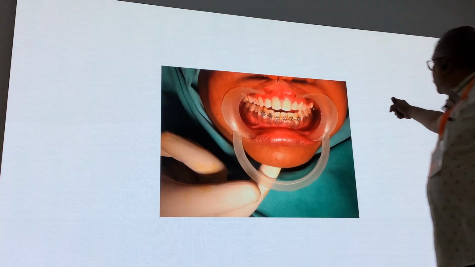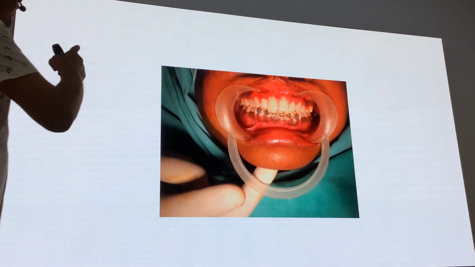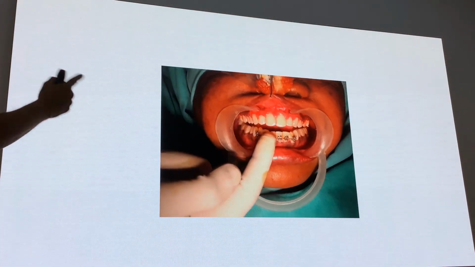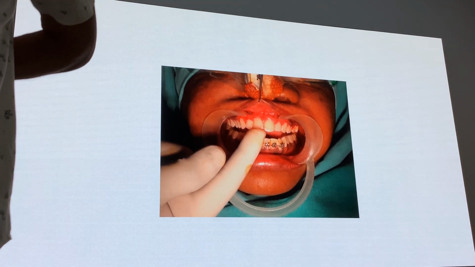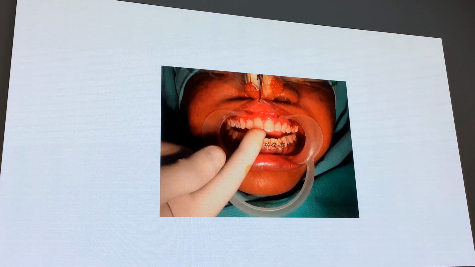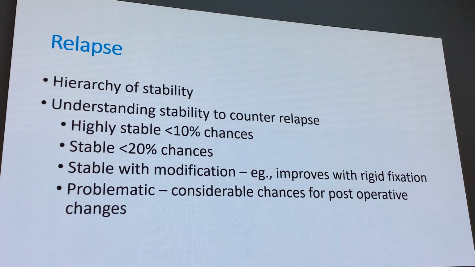Can you see this video? This maxilla is completely mobile. Can you see that? It is like a floating maxilla. There has been no union in this maxilla. So this is another rare complication.